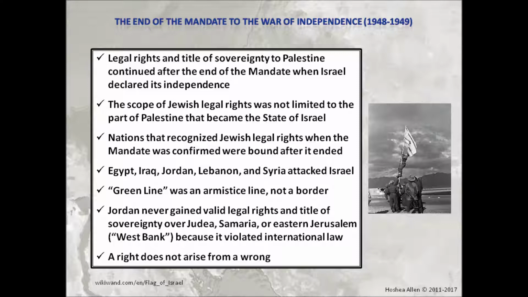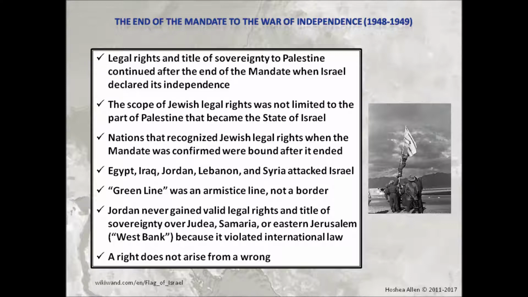Nations that recognized Jewish legal rights when the mandate was confirmed were just as bound after it ended. And that means that the countries that attacked Israel were all in violation of international law when they attempted to destroy the nation that actually held legal title of sovereignty to Palestine. Egypt and Iraq both affirmed the San Remo Resolution when they approved the Covenant of the League of Nations and joined the League of Nations.